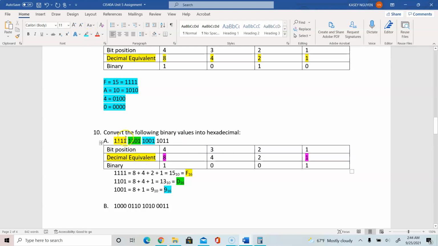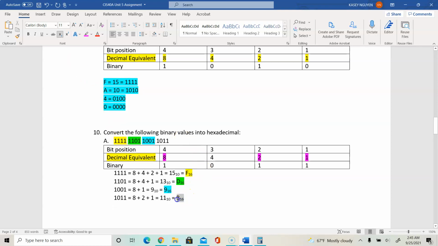Then for the next one, we would take the last one here, which is 1011, and we can clear out and put this in our table. That means we're going to add up that one, this one, and this one because these are the bits that are on. So that's going to give me 8 plus 2 plus 1, which gives me 11 in decimal. And that is equal to B in hexadecimal.